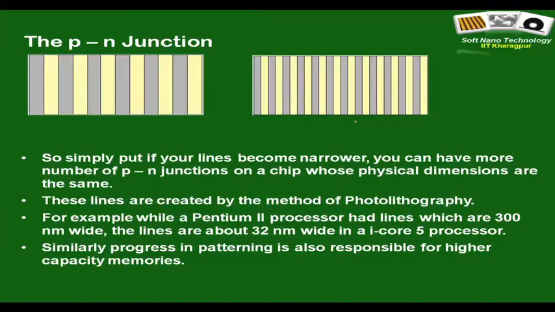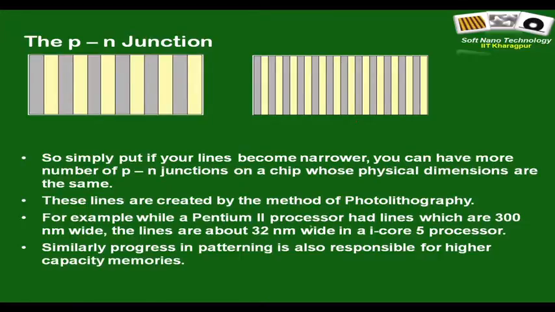Significant progress in the microelectronic industry, particularly in the form of faster processors, higher clock speed, is achieved due to tremendous progress in the field of nano patterning. Now, I will not go into the details of the exact physics of what happens, but there was an example, some numbers were written. For a Pentium 2 processor, the line width was 300 nanometer, so periodicity was of the order of 600 nanometer, and now for an i5 core processor, line width is down to 32 nanometers. So, the periodicity is roughly 60.